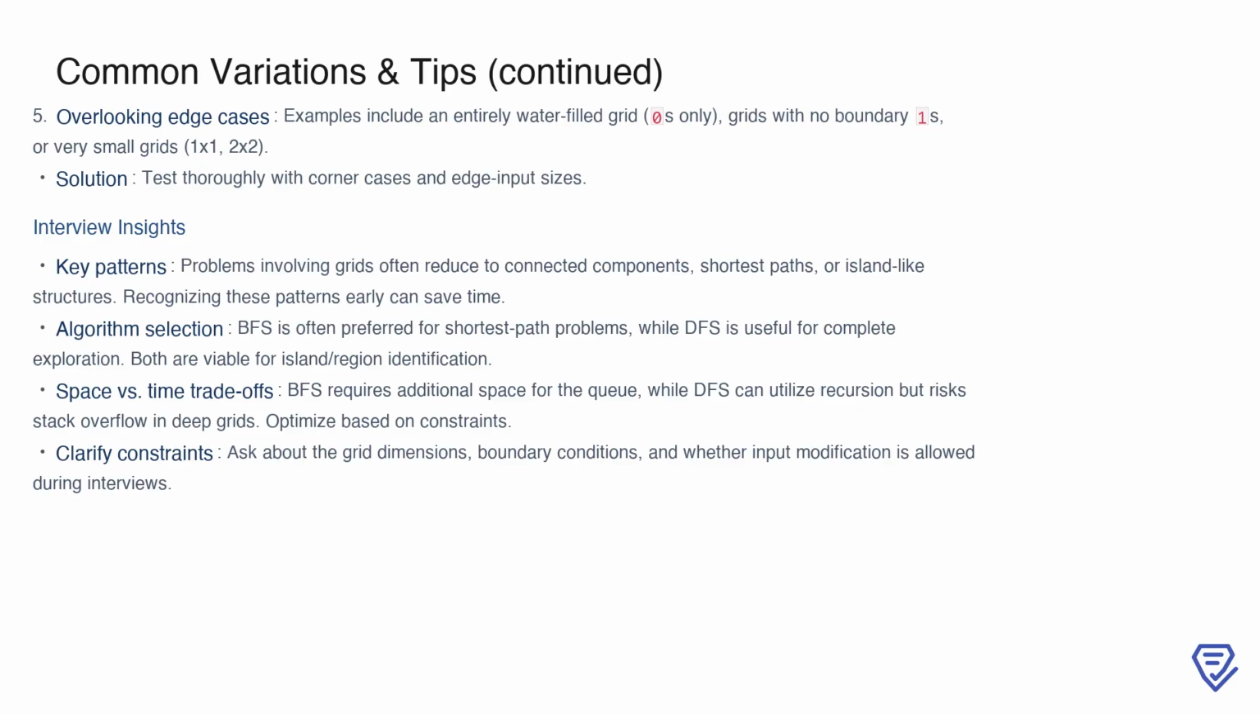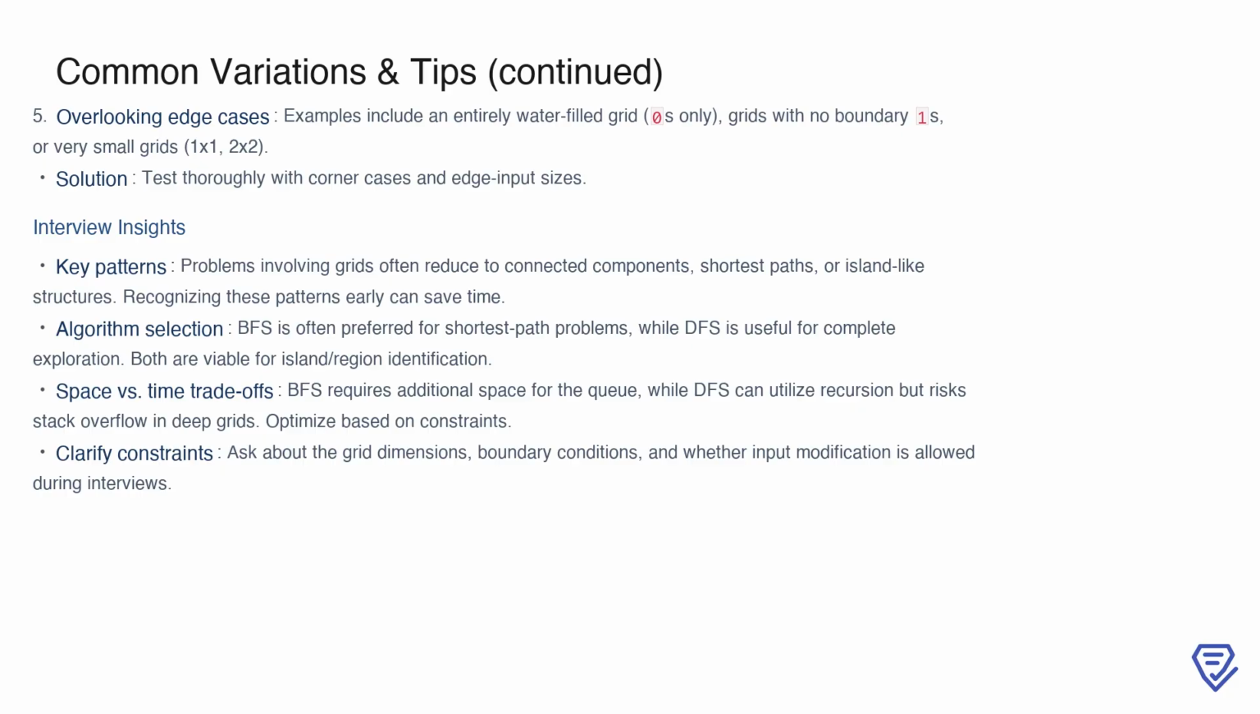Now, when it comes to interviews, recognizing key patterns in grid problems is crucial. Many of these problems revolve around concepts like connected components, shortest paths, or island-like structures, and identifying these patterns early can save valuable time. Choosing the right algorithm is also important. BFS is often better for shortest path problems, while DFS is ideal for exhaustive exploration. Both work well for identifying regions, but you should be mindful of the trade-offs. BFS uses extra space for its queue, while DFS can risk stack overflow on deep grids.